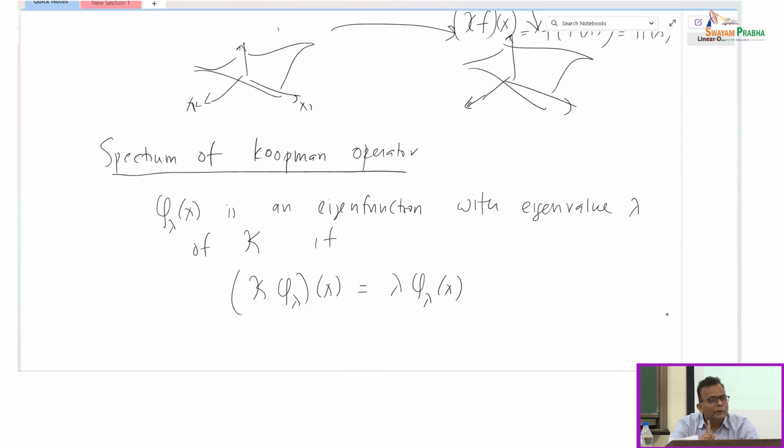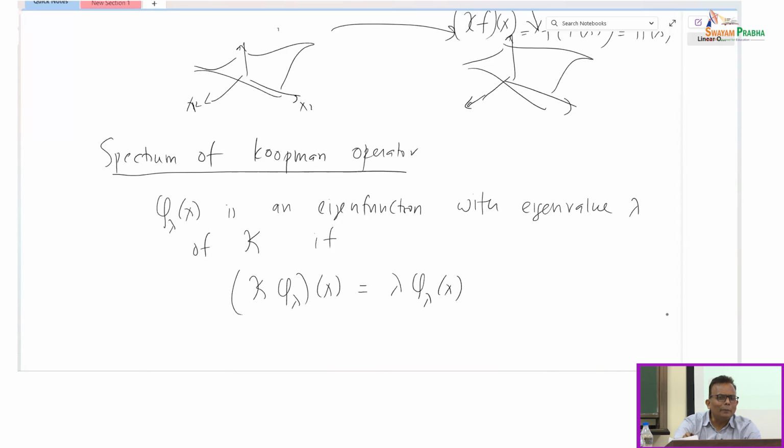Because this is infinite dimensional, so if you have an n by n matrix, how many eigenvalues and eigenvectors do you have? They may be linearly dependent, but you have n eigenvalues and n eigenvectors. Now this kappa is infinite dimensional, so it will have infinitely many eigenvalues and infinitely many eigenfunctions. So that's where the challenges are.